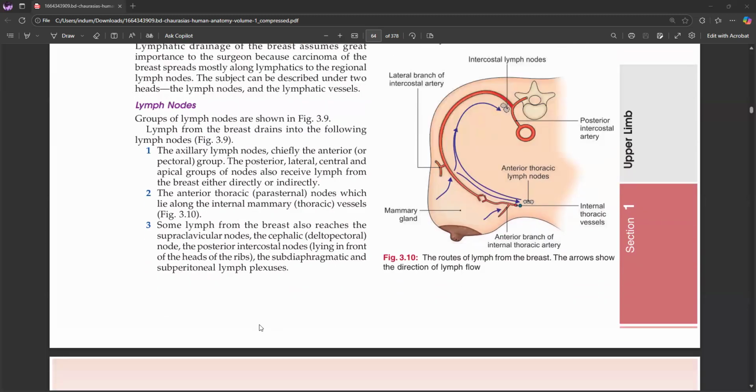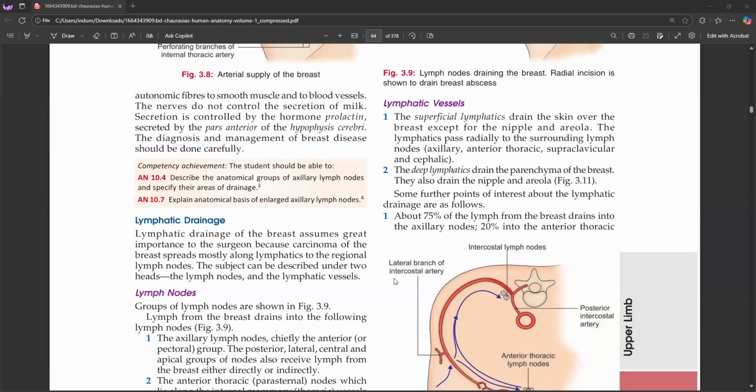Number 2. The anterior thoracic nodes, which lie along the internal mammary vessels. Figure 3.10. Number 3. Some lymph from the breast also reaches the supraclavicular nodes, the cephalic node, the posterior intercostal nodes, the subdiaphragmatic and subperitoneal lymph plexus.